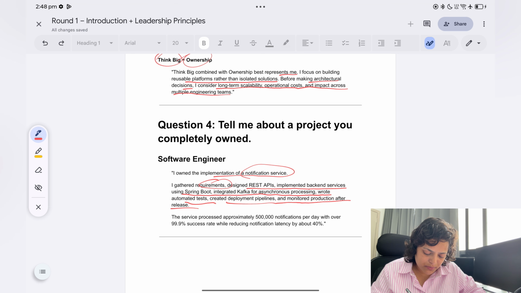Okay, the service processed approximately 5 lakh notifications per day with over 99.9% success rate, while reducing notification latency by 40%.